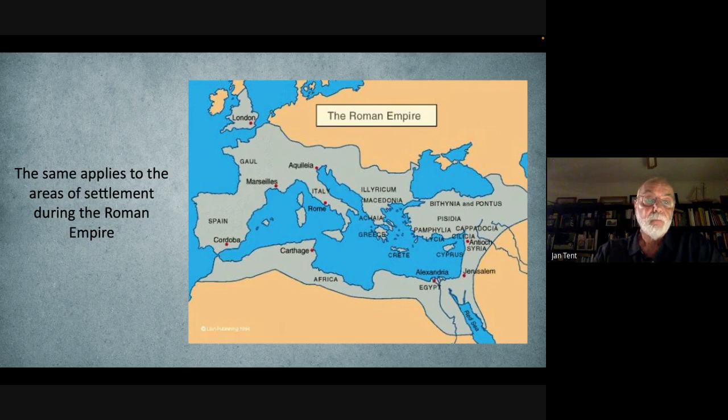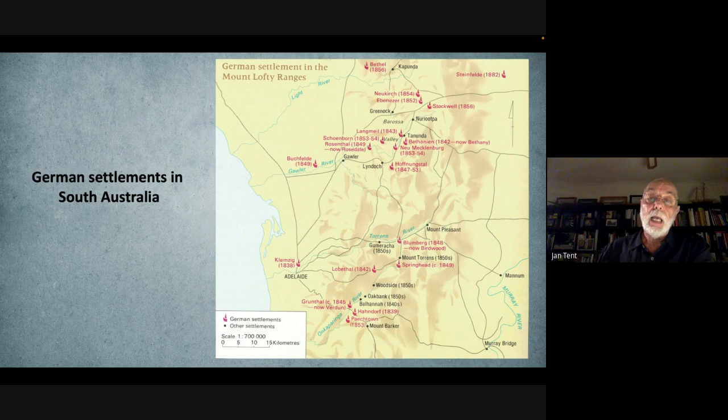It's very interesting that in South Australia, near Adelaide, there are quite a few German names, and that's because a lot of German immigrants settled in that area and established the wine growing areas there. So a lot of the wine that's grown in these areas has German names. These names, as you can see on the map, were established around the middle of the 19th century.